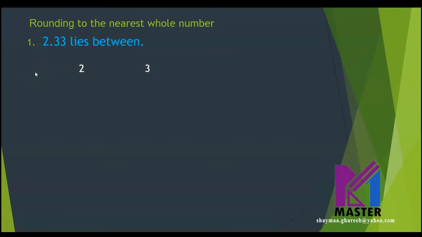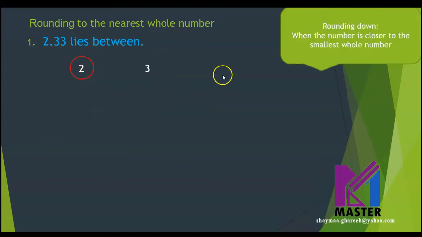So now, if I want to round it to the nearest whole number, I will choose the whole number that is the closest to this number. So what do you think? 2 and 33 hundredths is closer to the 2 than the 3. So when I round it to the nearest whole number, it will give me 2. So when the number is closer to the smaller whole number, we call it rounding down. Do you remember rounding down and rounding up?